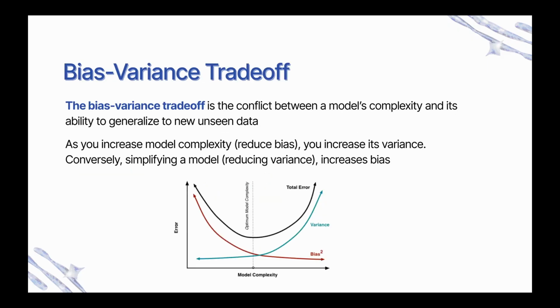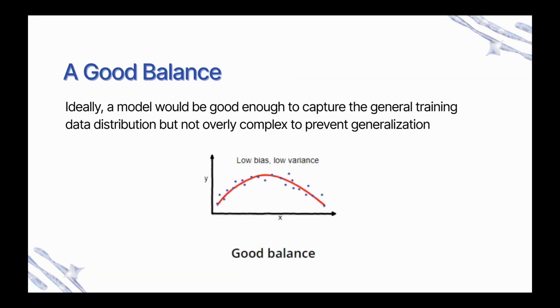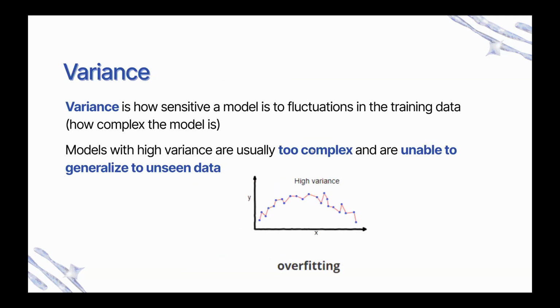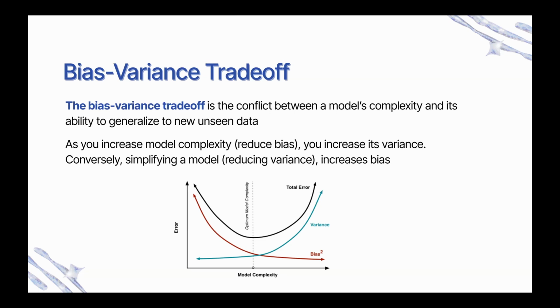So what is the bias variance trade-off? It's a conflict between a model's complexity and its ability to generalize to new unseen data. If you look at the definition of bias and variance, you'll notice that they're sort of opposites of each other. Models with high bias are oversimplified, whereas models with high variance are too complex. Bias and variance pull each other in opposite directions. So this is why there's a trade-off here.